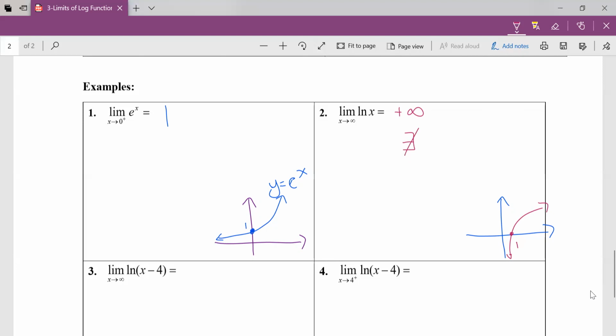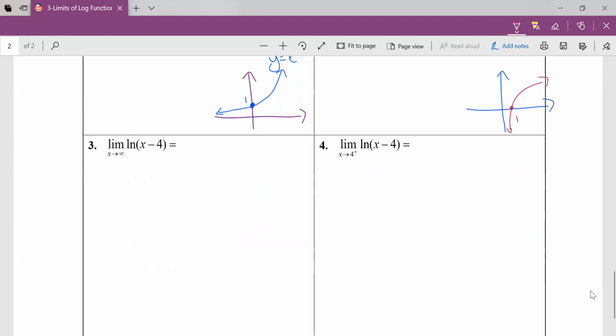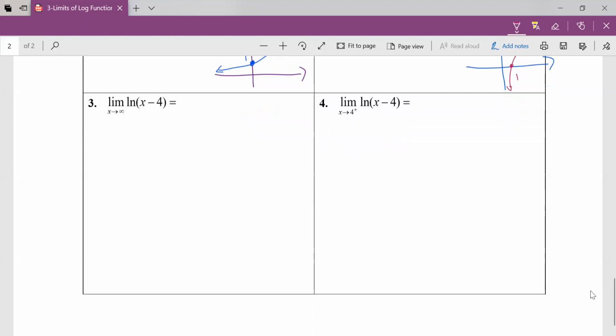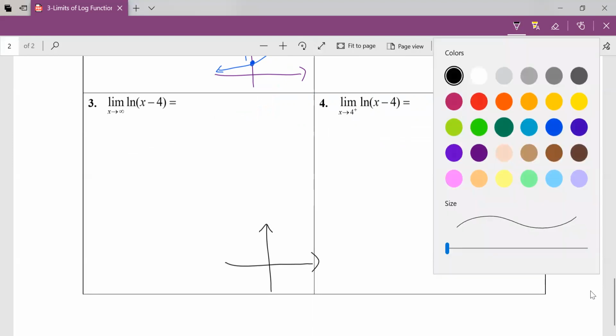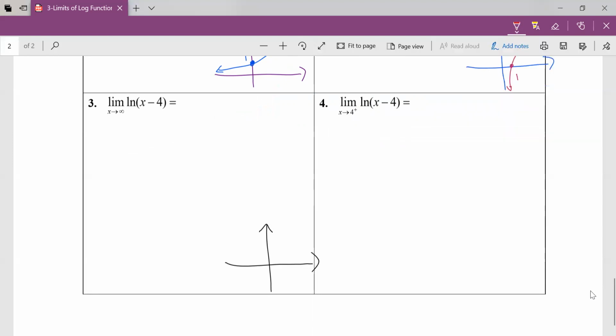Just like that, friends. So don't panic when you start seeing ln, natural log. It's just a logarithm, okay? And the rules of them in terms of transformations are the same as any other logarithmic graph you've dealt with. Number 4 here says the natural log of x minus 4. What that means is this graph has been translated 4 units to the right. So now instead of my x-intercept being at 1, when I draw this, my x-intercept is now going to be at 5.